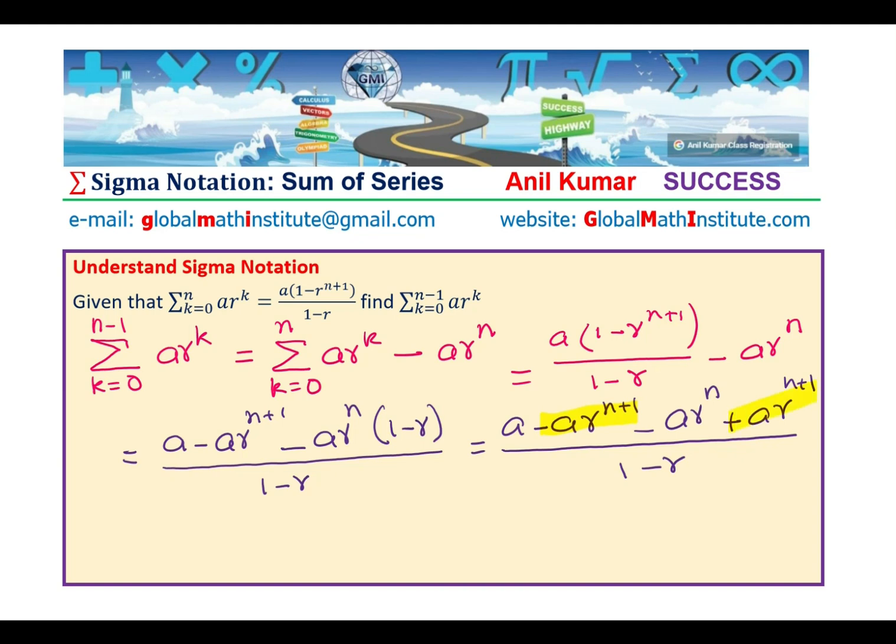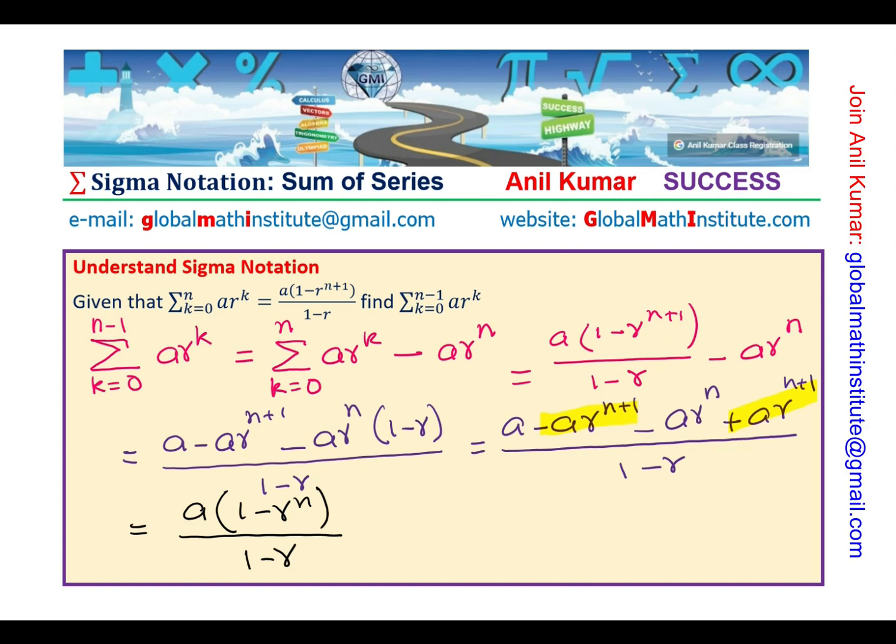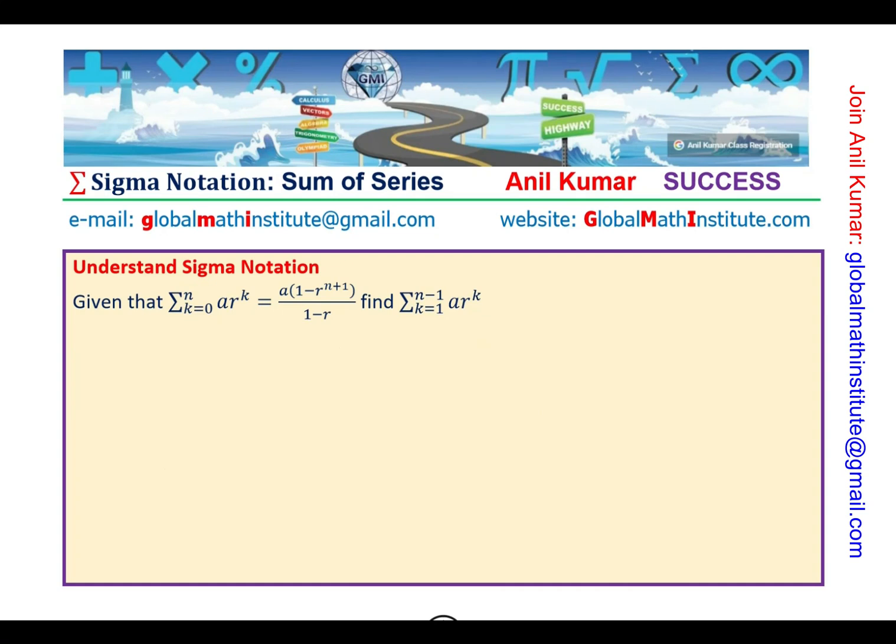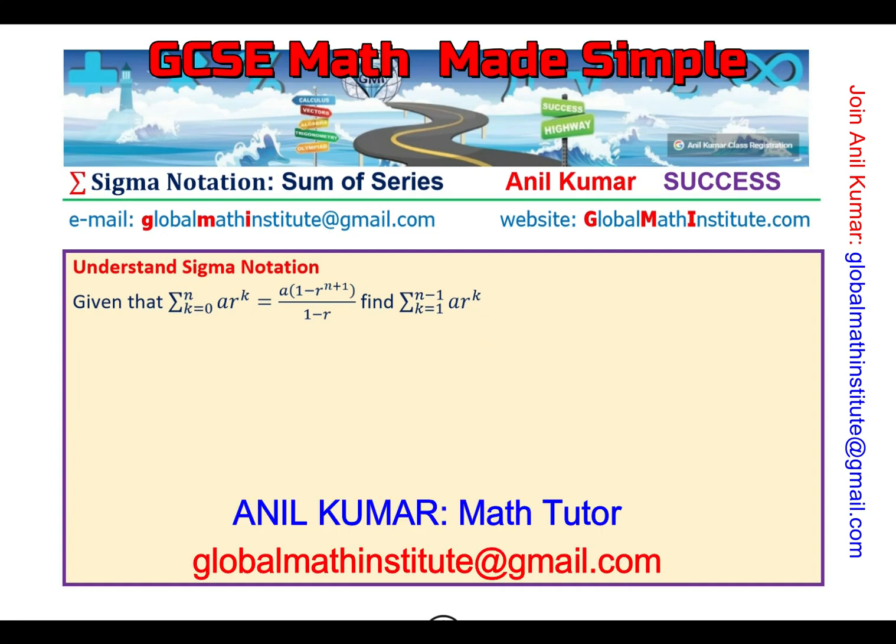Perfect. So what we are left with is basically equal to a is common, right? a(1 - r^n) over 1 - r. Makes sense. So that becomes the sum of this particular series. So with that, we've done two of them. And now let's do the last. I hope the concept is absolutely clear, right?